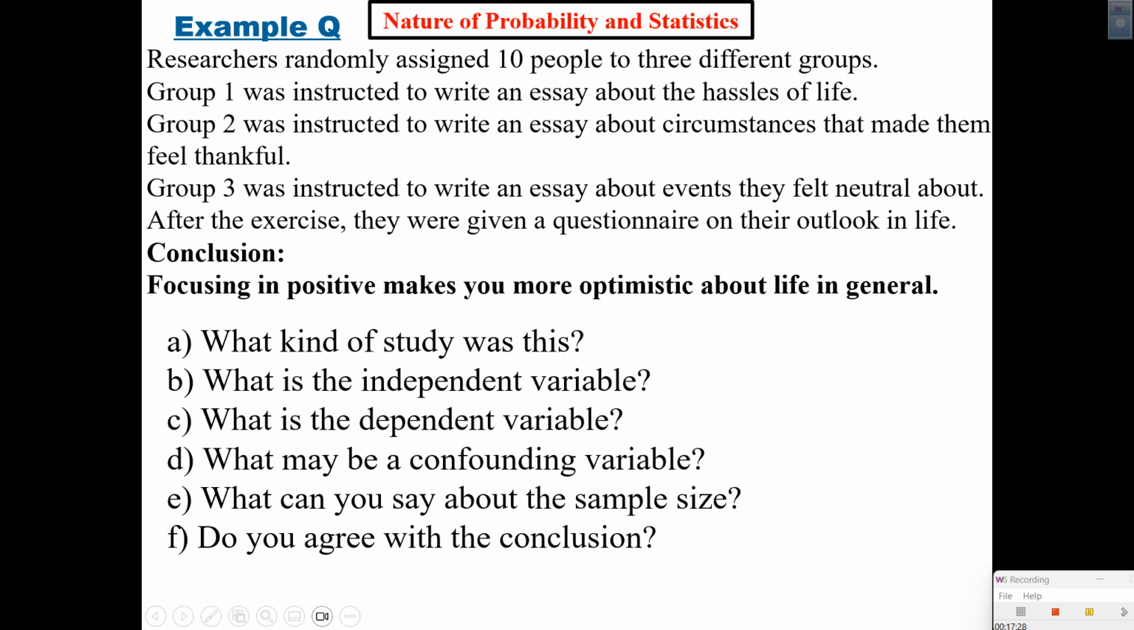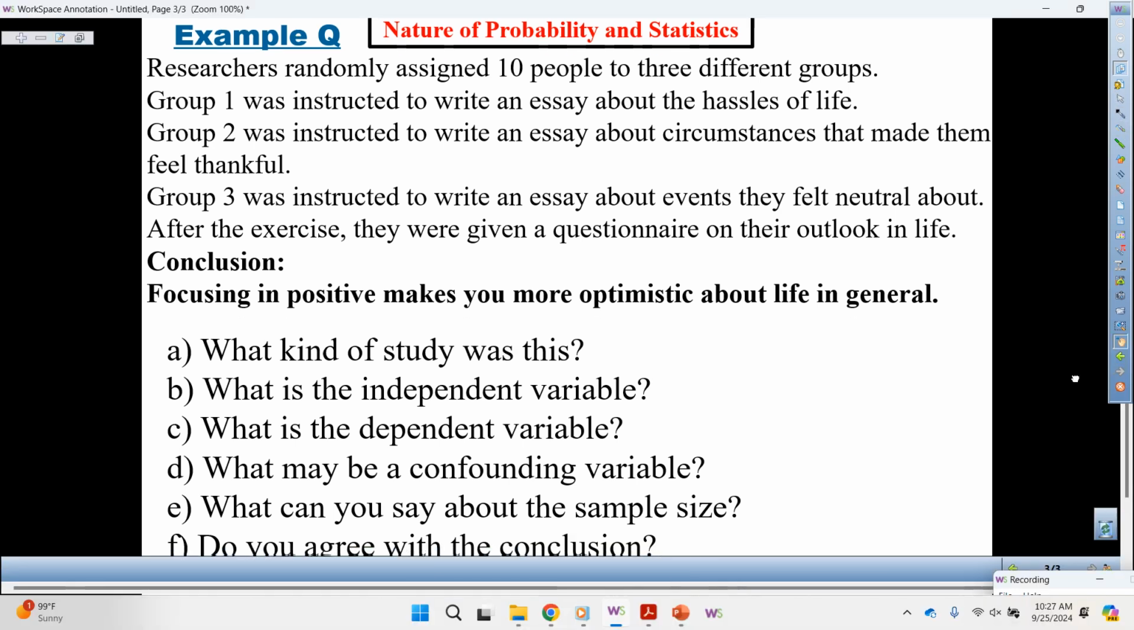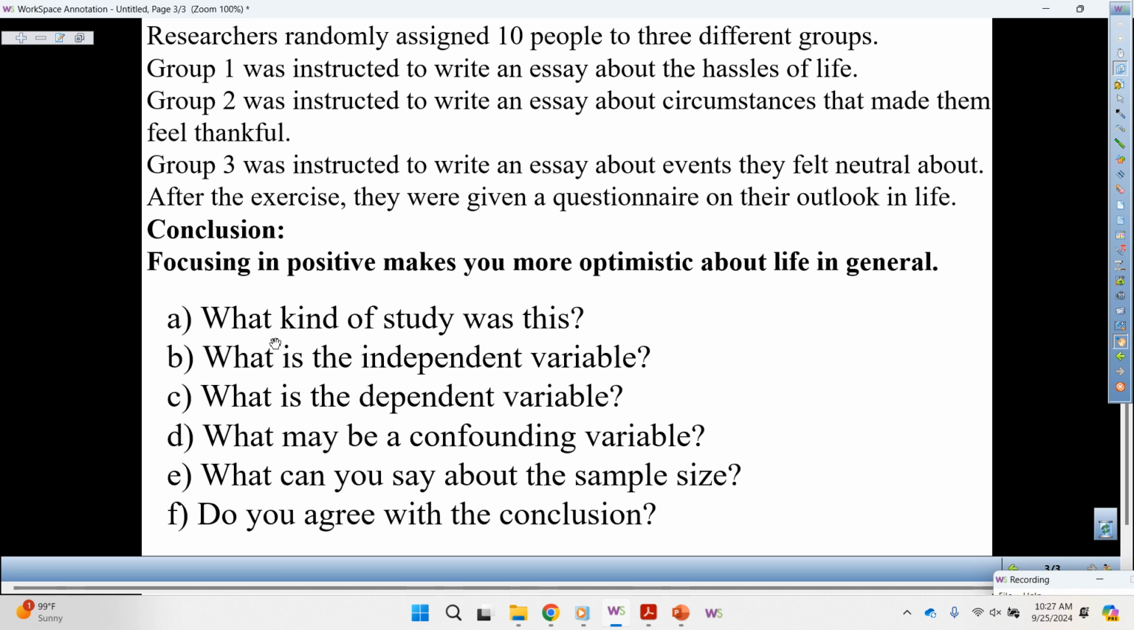Here we go. We're going to start with question number 1. Look up, please. You guys are going to help me to make sure we understand what we just went through. Here it goes. And it reads, question number 1, what kind of study was this? Let me start reading the study. It says, researchers randomly assigned 10 people to 3 different groups.